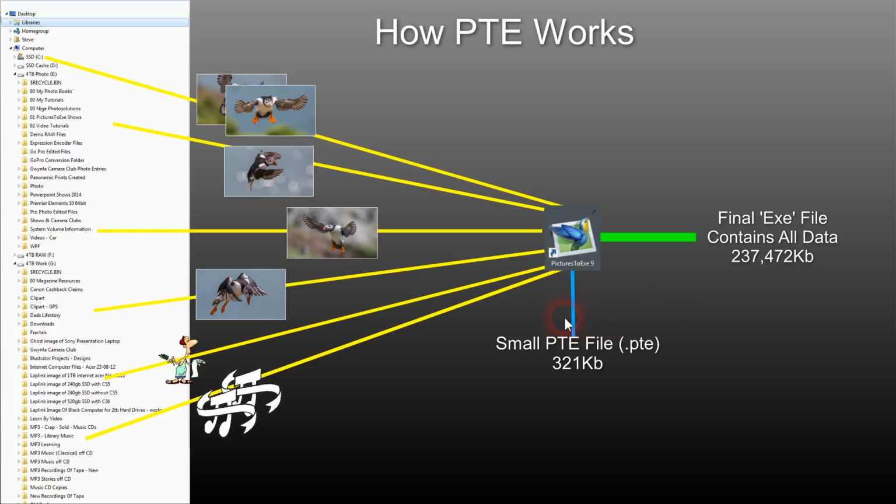So you'll end up with a PTE file, which is how you assemble the show, and the final resulting executable file. Now the executable file, all it means is that when you've created this file, it is a self-running file. You don't need any other software on your computer. All you've got to do is double click the executable file and it will run the show itself.